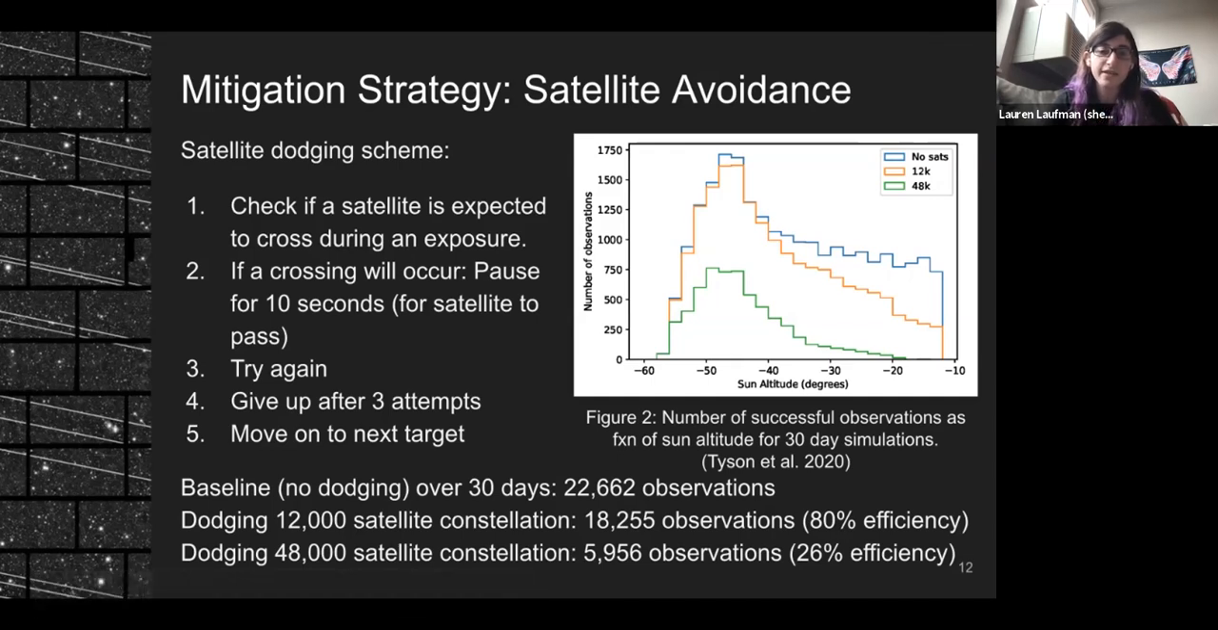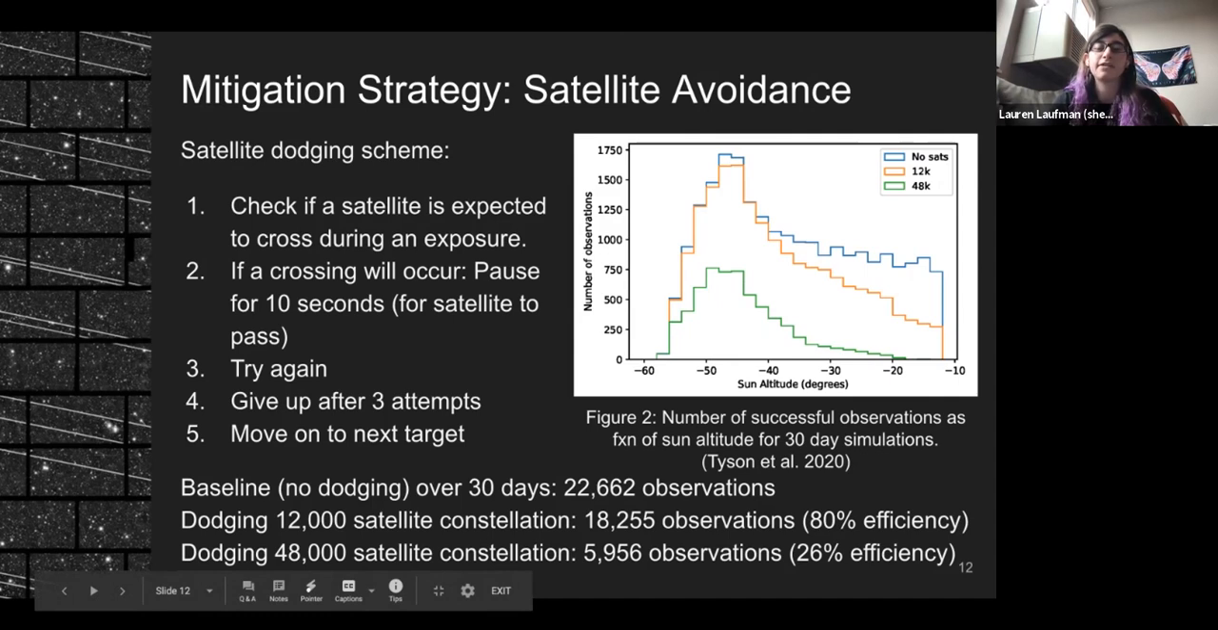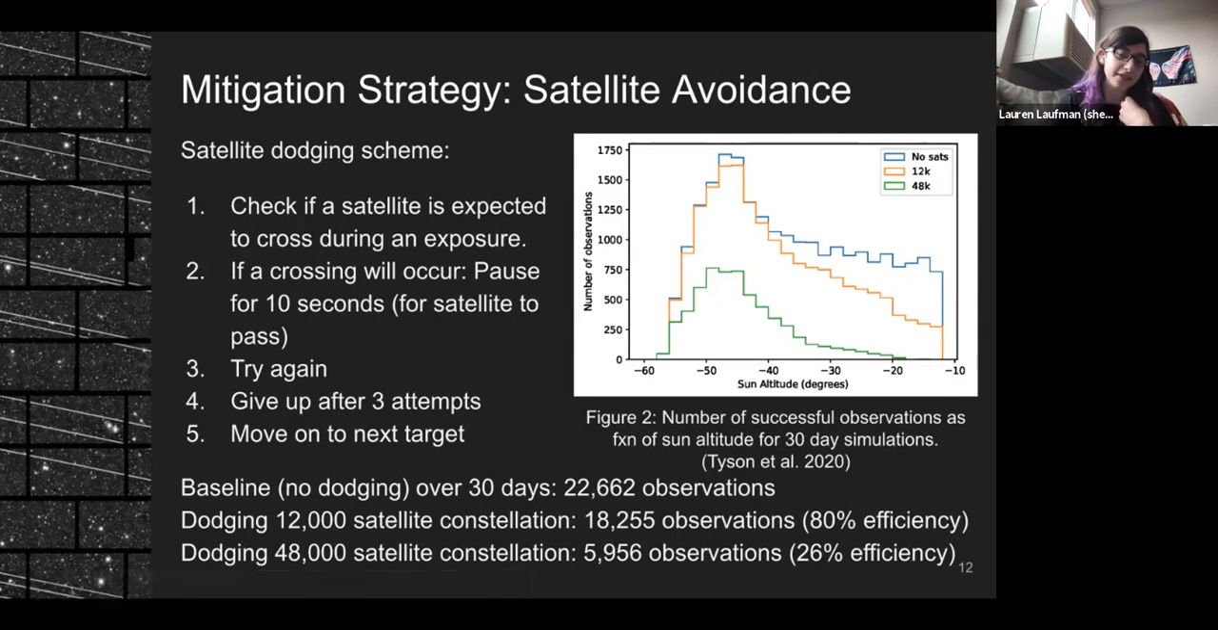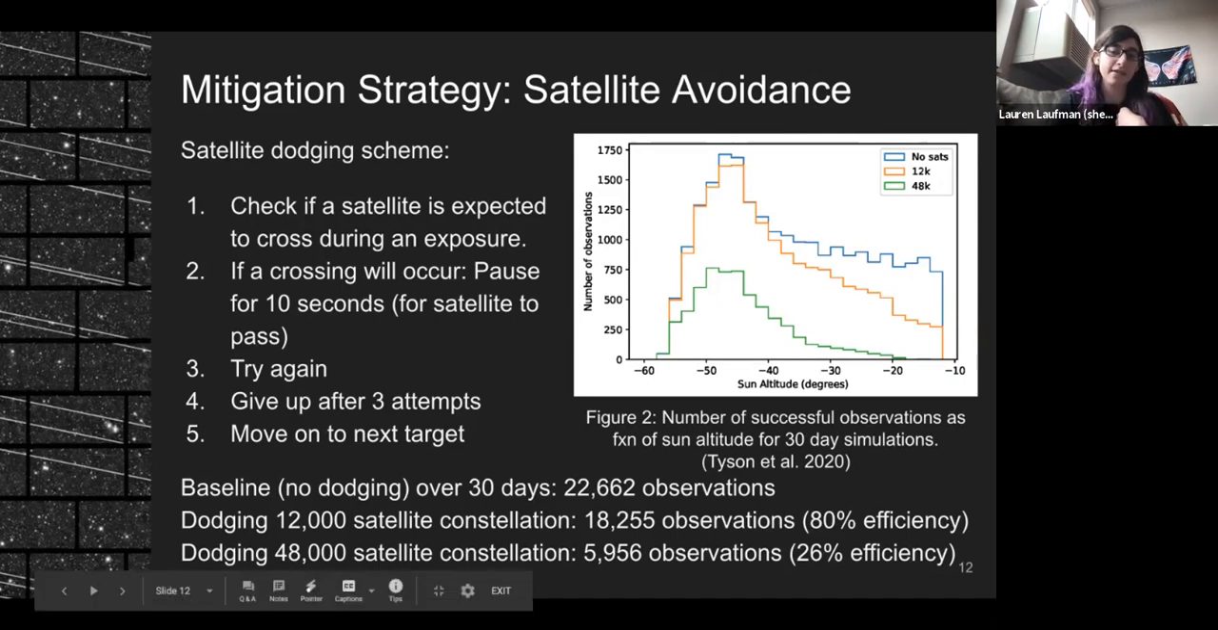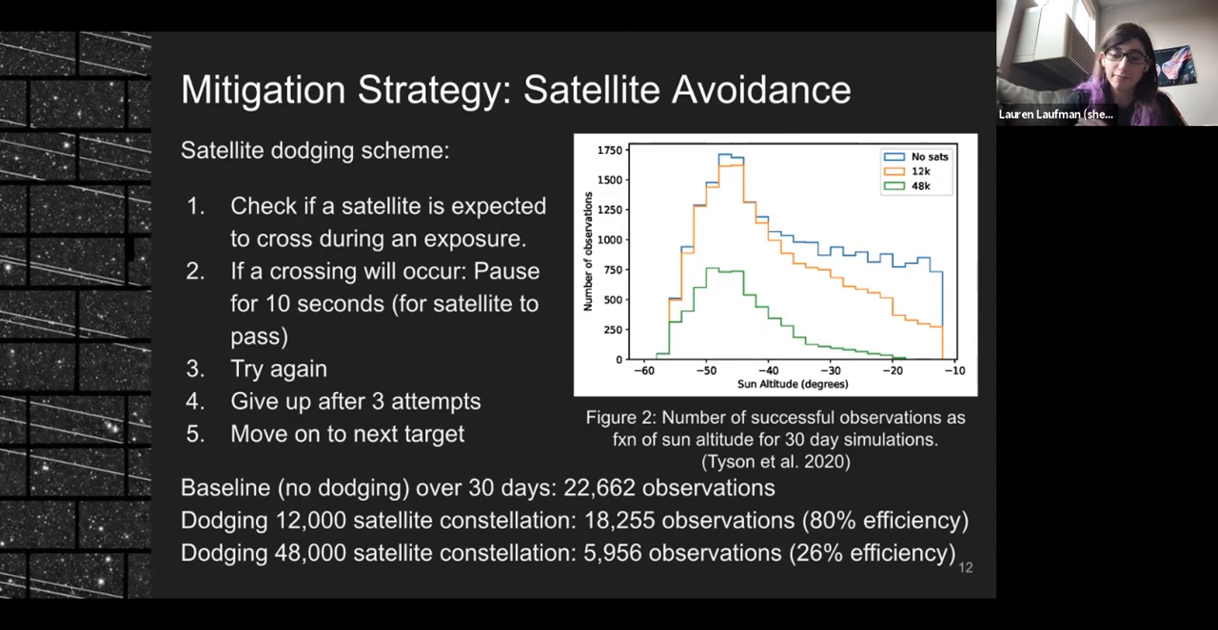Baseline of no dodging is you'd take 22,000 photos of the sky. If you're dodging a 12,000 satellite constellation, you're now only getting 18,000 observations, which is 80% efficiency. And now if there is a full 48,000 satellite constellation, you're only getting 6,000 observations. This is a 26% efficiency. This is incredibly frustrating.